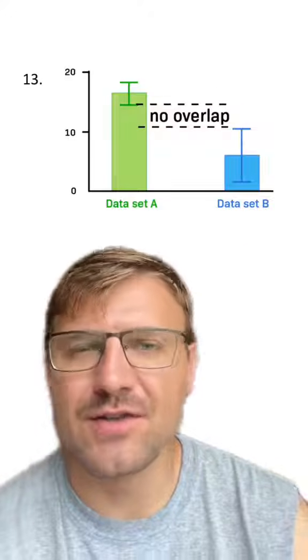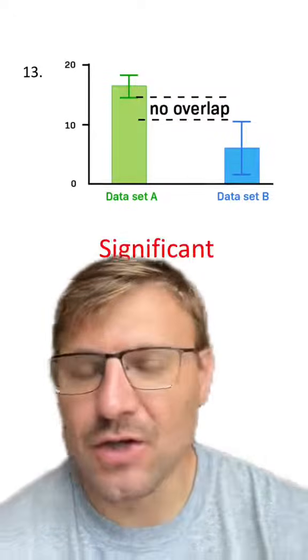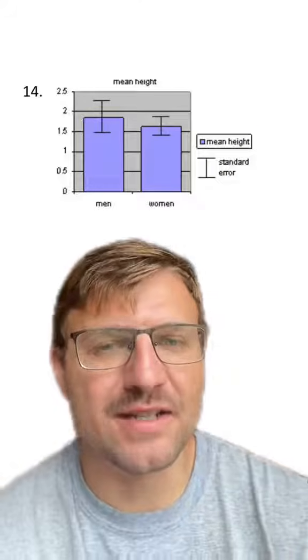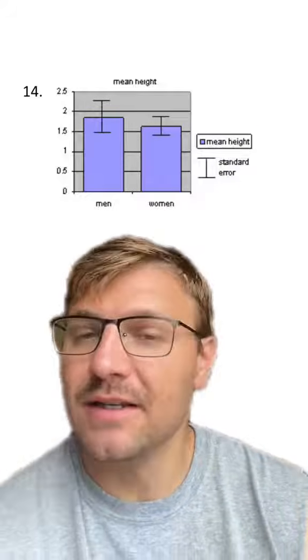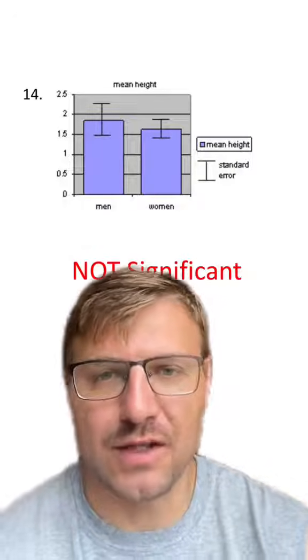All right, let's move on to question 13. Is there significance between these two data sets? Again, it shows it on here. There's no overlap, so that means these data are significant. Question 14. Do these error bars overlap? Is the data significant? Nope, since they overlap, it is not significant between the two data sets.